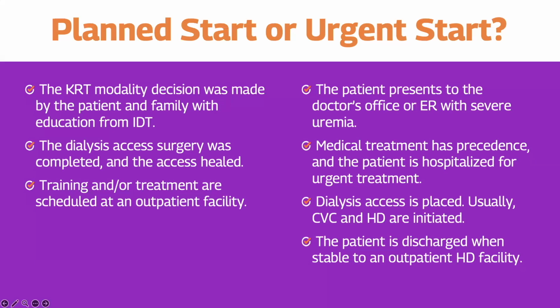So a planned start to hemodialysis is going to occur when the patient and family have made an informed decision about this modality, with the patient, let's say, having vascular access in place and treatment scheduled to start in an outpatient facility. If the modality choice is peritoneal dialysis, a planned start means that the patient has had a scheduled implantation of a peritoneal dialysis catheter for at least 2 weeks before the scheduled treatment. And training has started, let's say, or is scheduled to start at a PD facility.